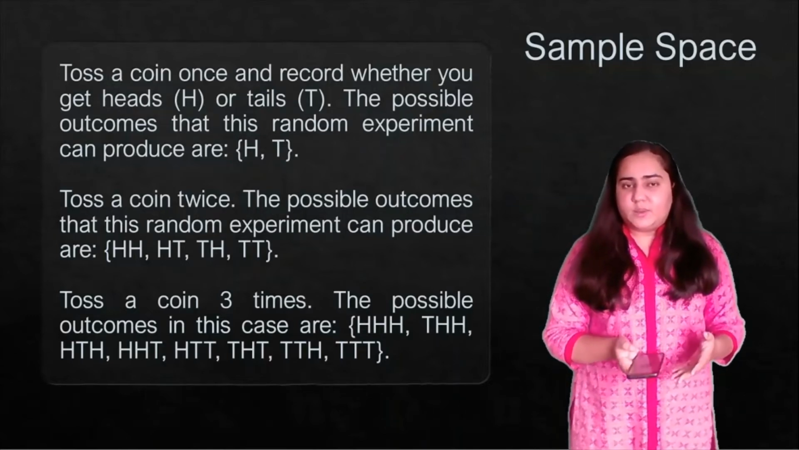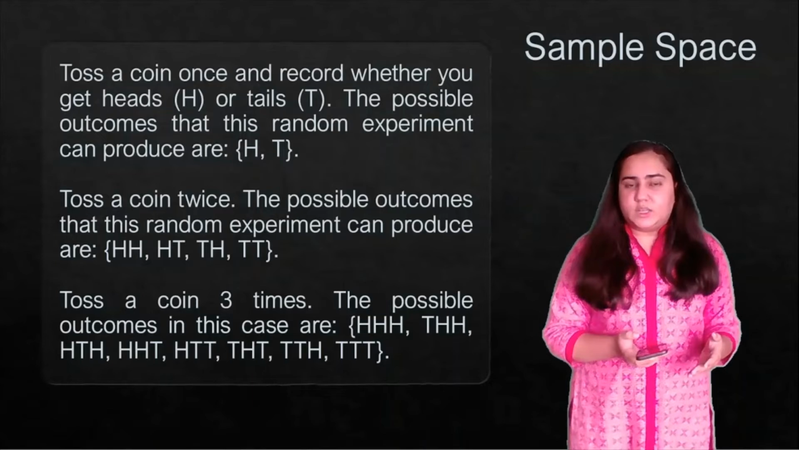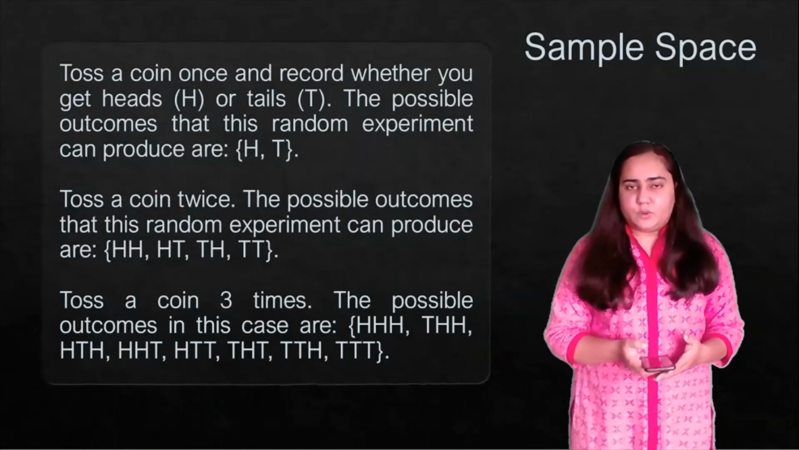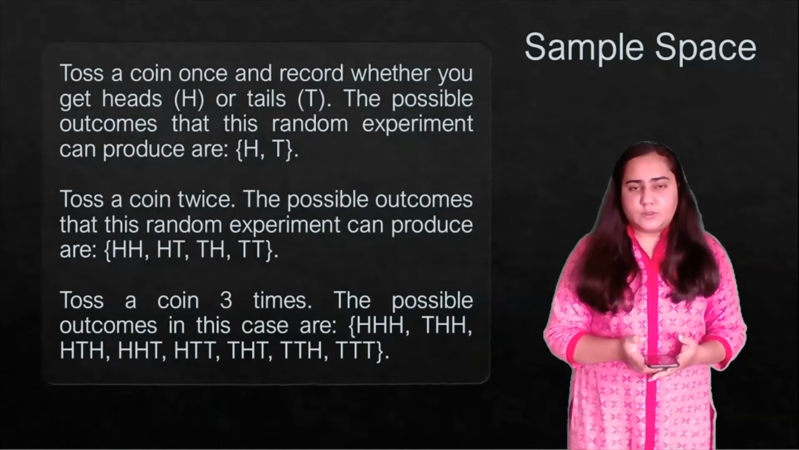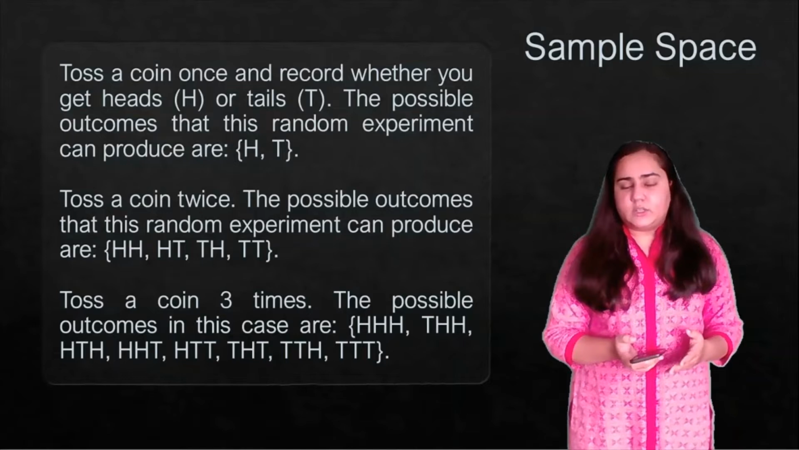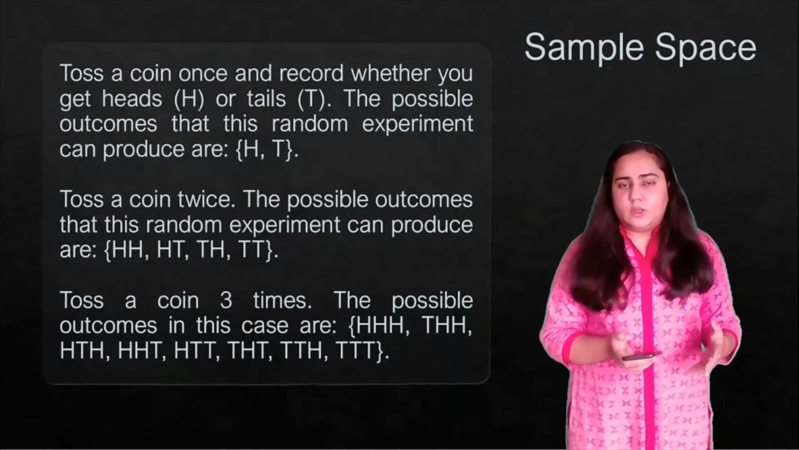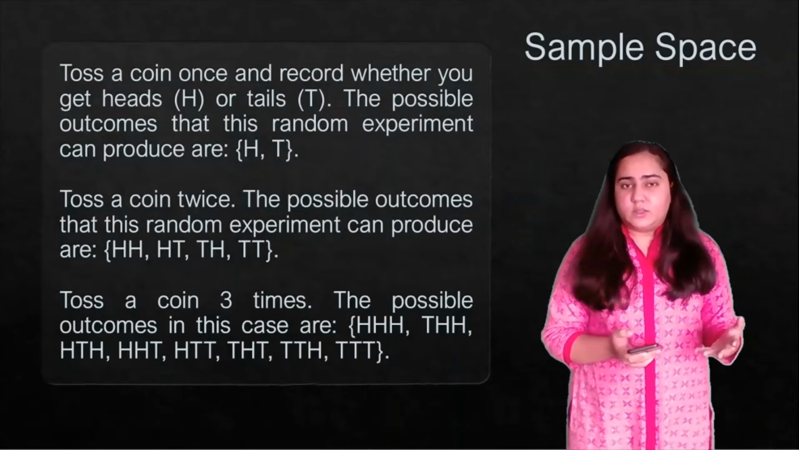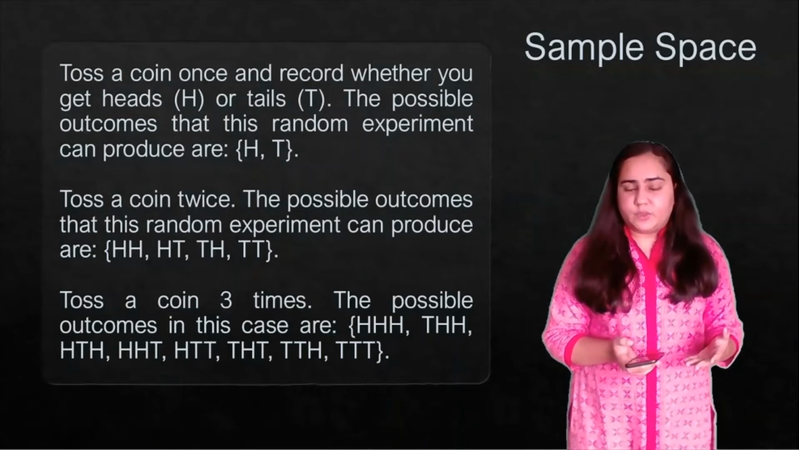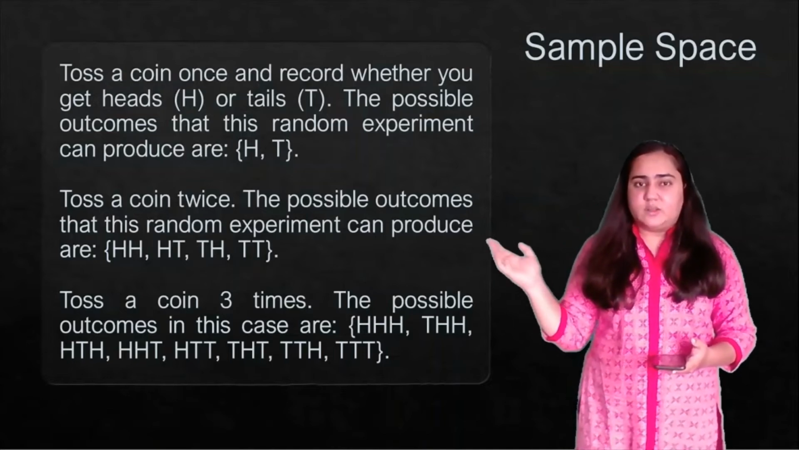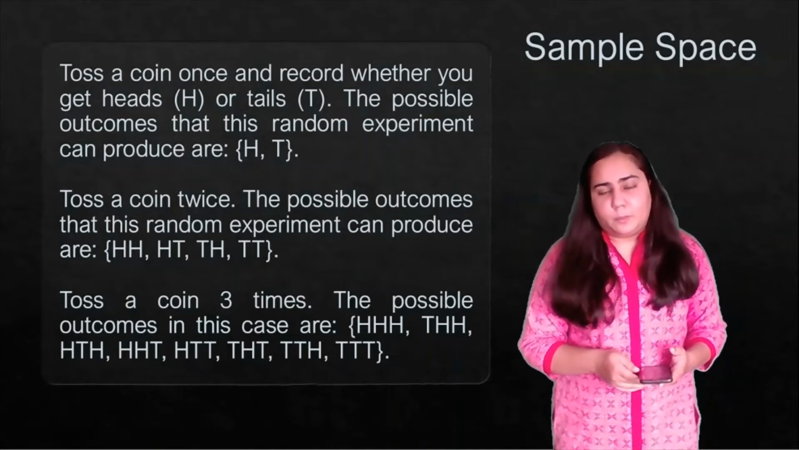Now, the second case is where you are tossing one coin twice. What is the sample space? List out all the possible outcomes, which will be HH, HT, TH, and TT. So these are the possible outcomes of tossing one coin twice. The sample space in this case is the set given over here.